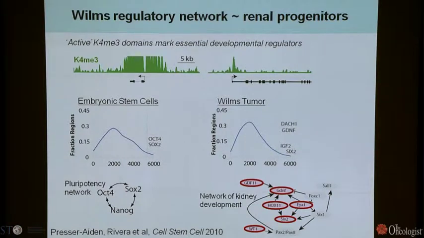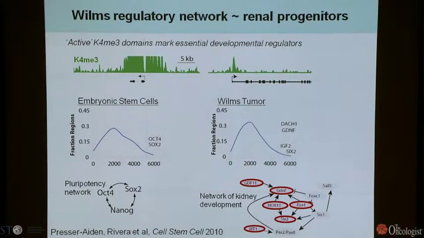And if you then look these up in the literature, you see that these genes, which are associated with very active chromatin in Wilms tumor, which are highly expressed in Wilms tumor, really correspond to a well-described network of kidney development. So these are the genes that we know from studies in mouse development are essential for developing a kidney. They fit together in these nice networks.